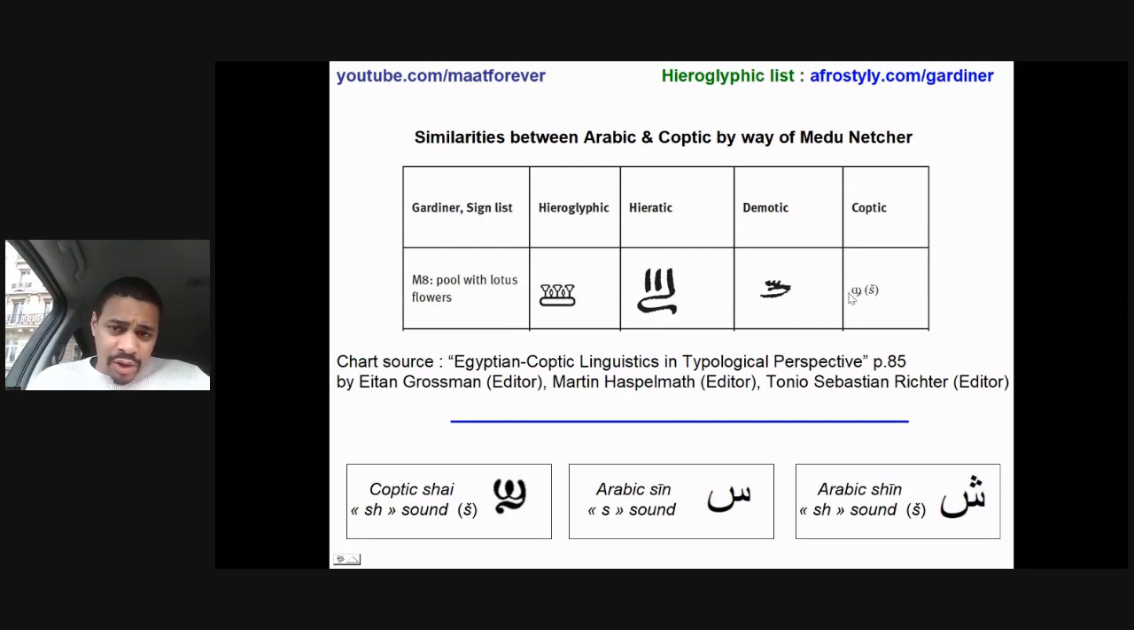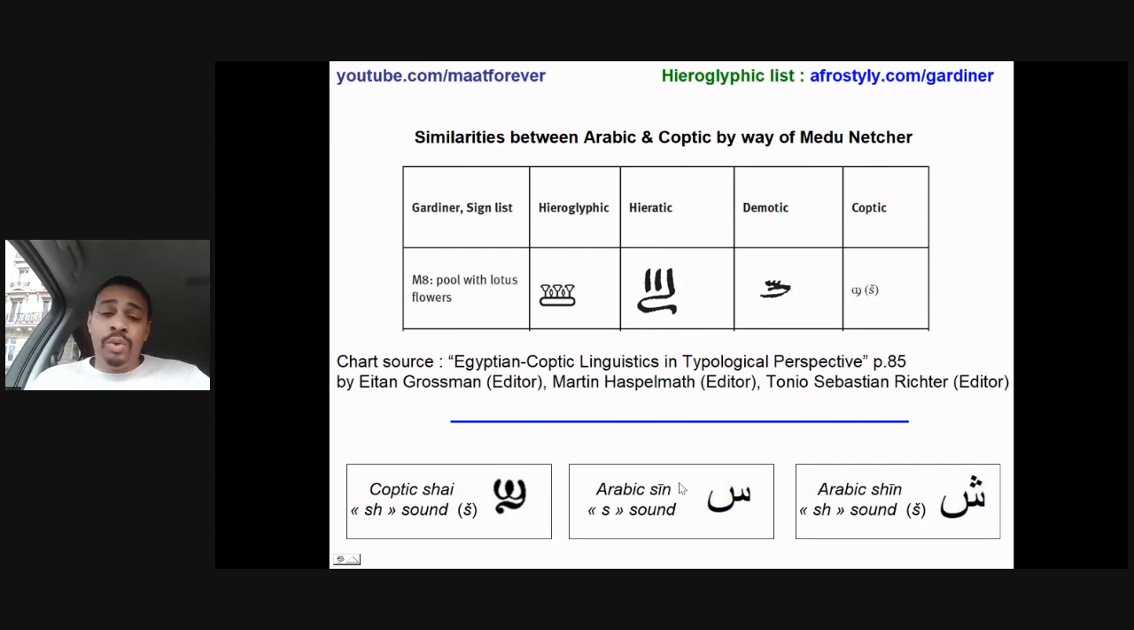And in the Coptic there, it is a bit small here, but here you have a larger Coptic letter. In parentheses here, you can see that same symbol, which stands for the sh sound. Okay? So next to it, at the bottom, in the middle, you have the Arabic sin, which is the S sound.